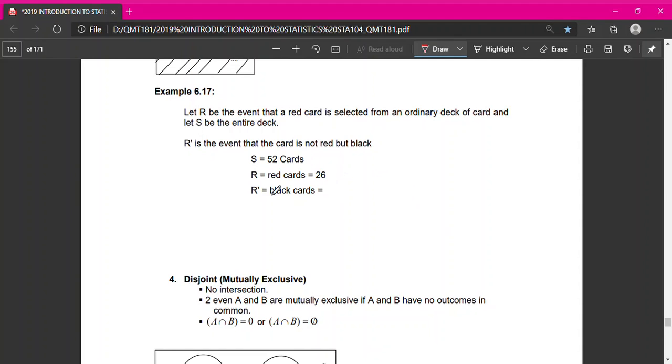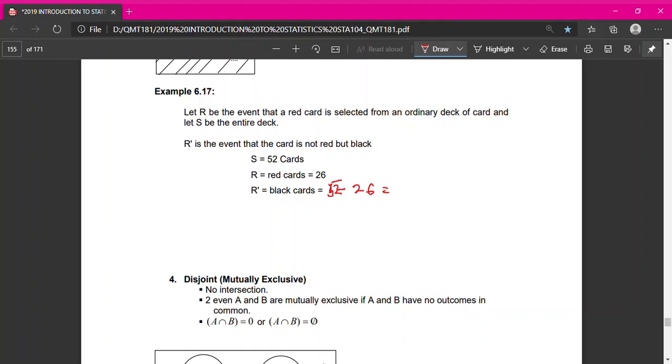Okay, yang ni sama lah. Yang ni kata let R be the event that a red card is selected from an ordinary deck of card and S be the entire deck. So all the card ada 52 and R complement adalah event that the card is not red but black. Sebab R tadi red card, so R complement will be not red card which is black. Okay, so red card ada 26, so R complement will be 26 jugalah.